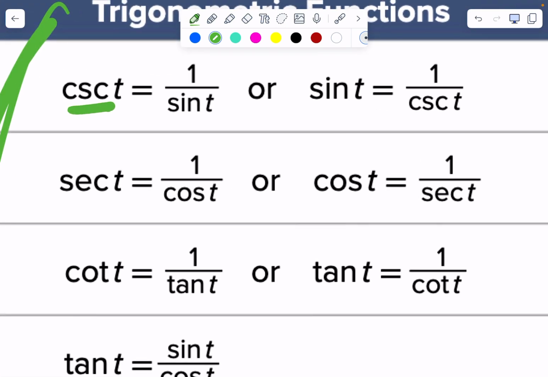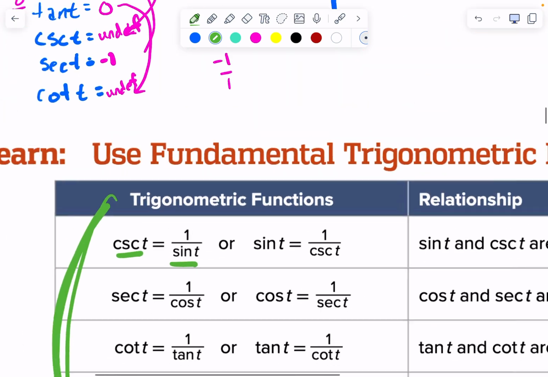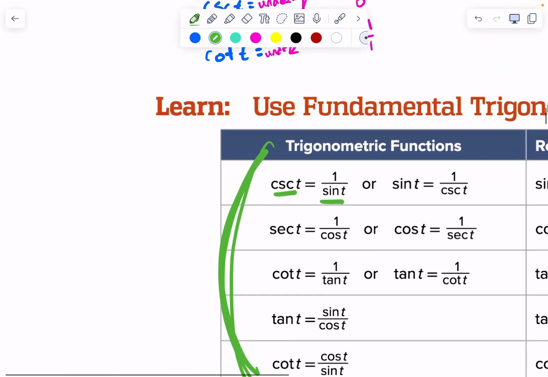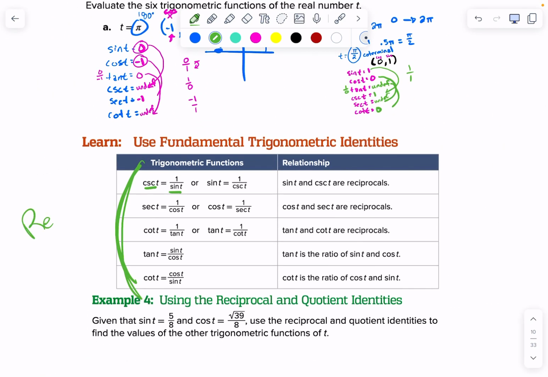So cosecant is 1 over sine, or I just flip it, right? Whatever the sine value is, I flip it to get cosecant, okay? Whatever cosecant is, I flip it to get sine. That's what these are. These are called reciprocal. Write this down. These are called reciprocal identities. I-D-E-N-T-I-T-I-E-S. Reciprocal identities.